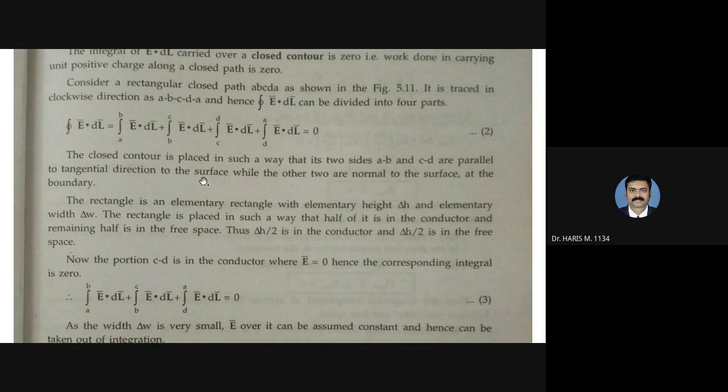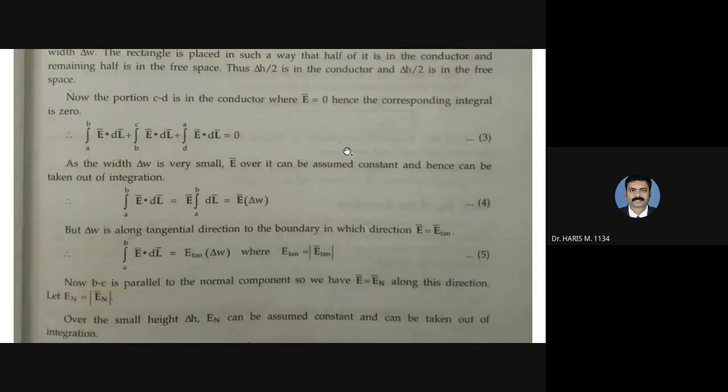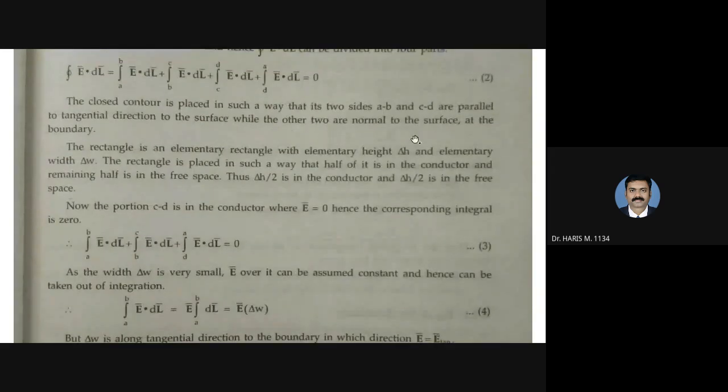The closed contour is placed in such a way that its two sides, A to B and C to D, are parallel. See the picture. A to B and C to D are parallel to each other, right? So they are parallel to the tangential direction to the surface, while the other two are normal to the surface. If you compare the tangential and normal directions, you can see that the AB and CD lines are parallel to the tangential component, and B to C and D to A are parallel to the normal component.